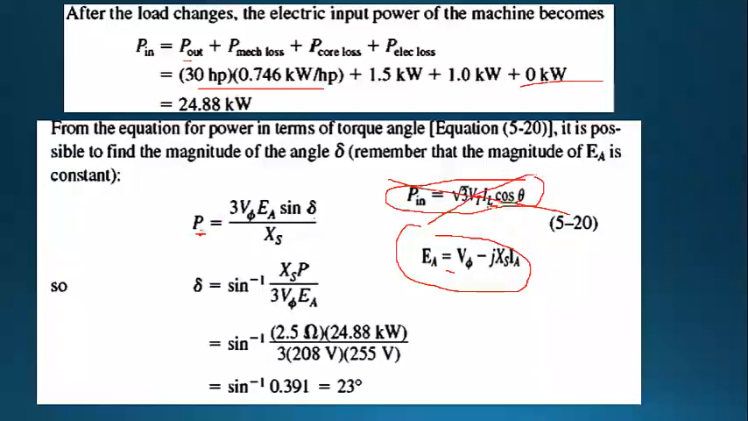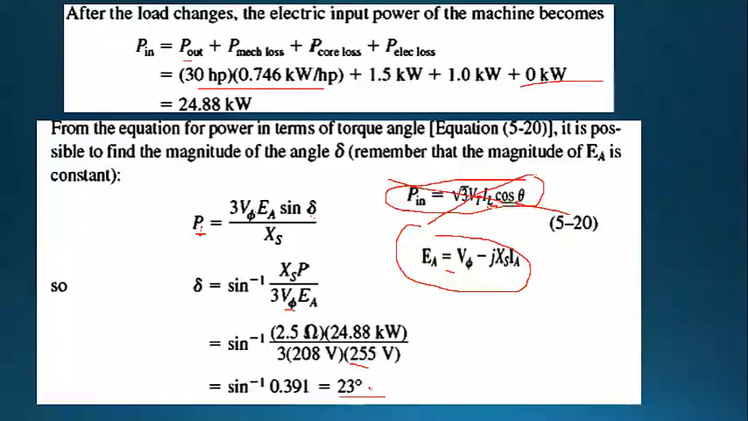So now knowing this input power, we know the magnitude of EA, we know XS. So we're making delta the subject. Delta will be equal to sine inverse of XS P over 3 multiplied by V phase EA. I hope you know how to make this change of subject. If you don't know, see your friend for more clarification, because this one is basic maths. So now we put all our values. XS was given to us as 2.5 ohms multiplied by our P, 24.88 kilowatts, over 3 multiplied by our V phase, which was given in the question as 208, multiplied by the magnitude of our EA. So we will get a sine inverse of it to give us an angle of 23 degrees. So this is our new delta.